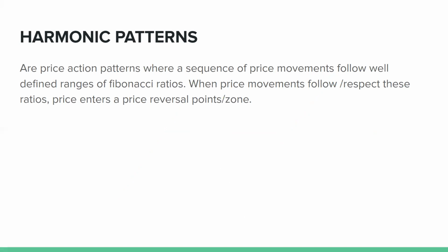So when the price movements follow or respect ratios, price enters a specific reversal point or zone. That's how they basically work. So you're supposed to get the Fib area. It's an area, it's never a point. You're supposed to know what you're doing, because if you mess up, you're going to be blinded the whole move, guys. That's the problem.